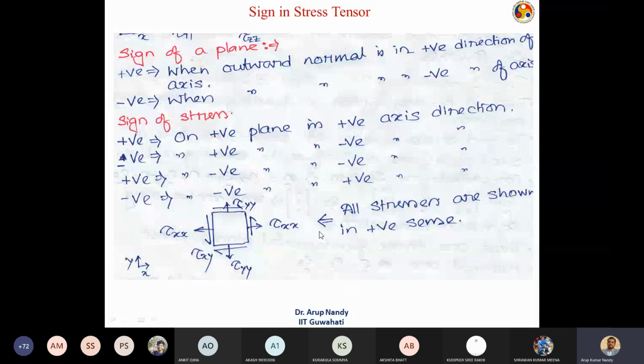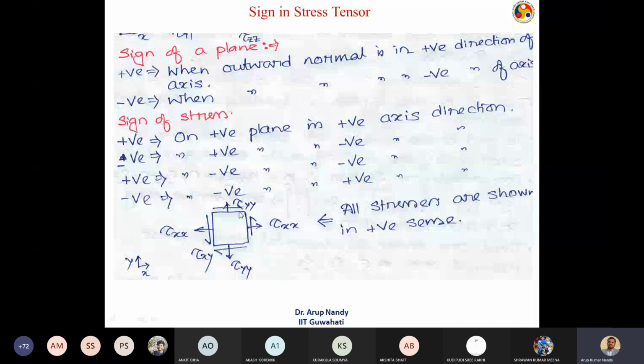So here you can see, all these are in positive sense. So this is on negative x plane in negative x direction. So this is your positive sign of stress. And similarly this is your positive tau xy on this plane. The same explanation applies here also.